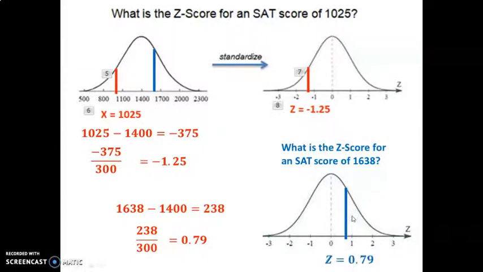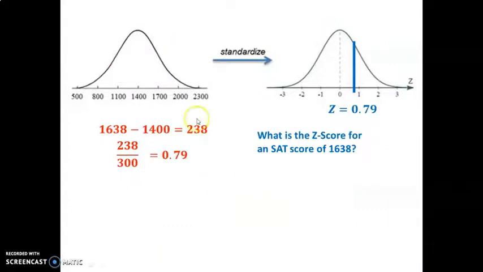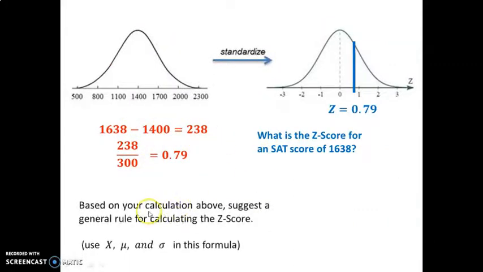Now, I'm going to challenge you to go a little further. Looking at that last one and the setup we did for it, based on the calculation we did here, suggest a general rule for calculating the z-score. I want a formula. So z equals whatever. How do we get that z-score? I want you to use x, the mean, mu is the mean, we can use x bar also for mean, and the standard deviation. What will that formula look like? Think about what we did here.